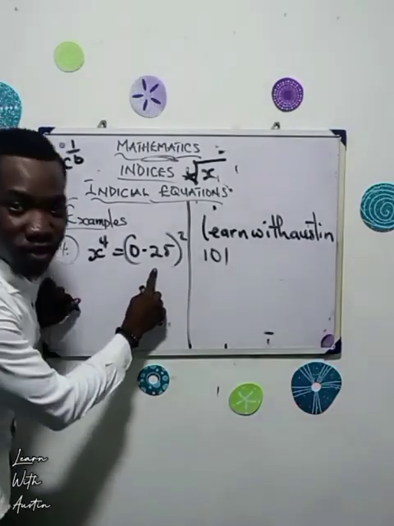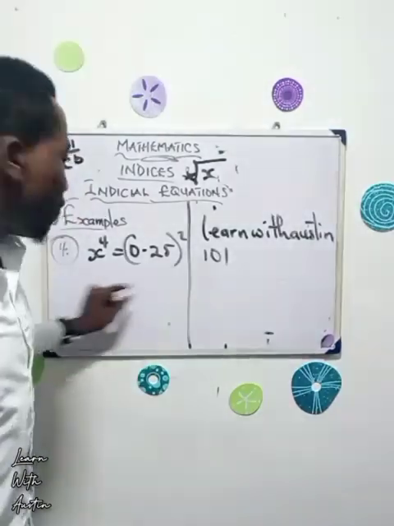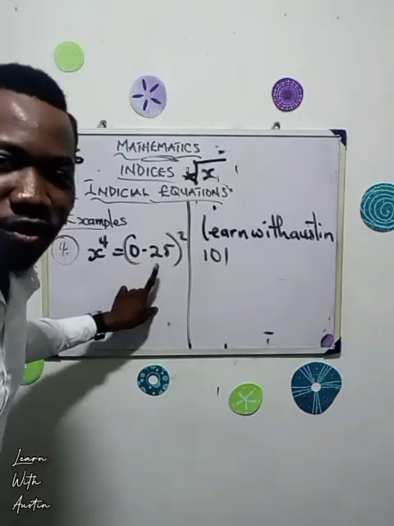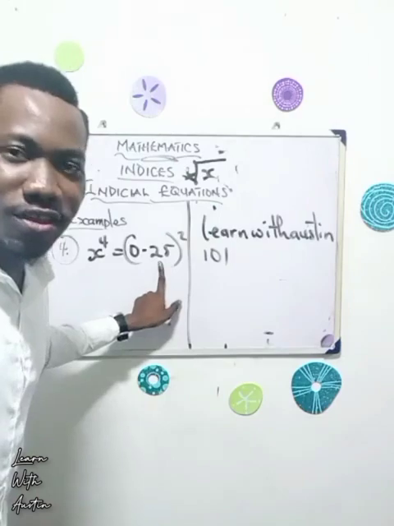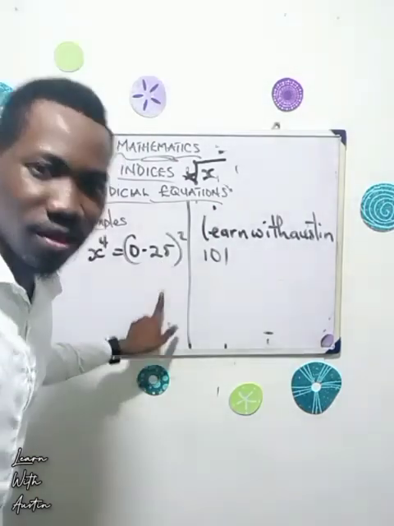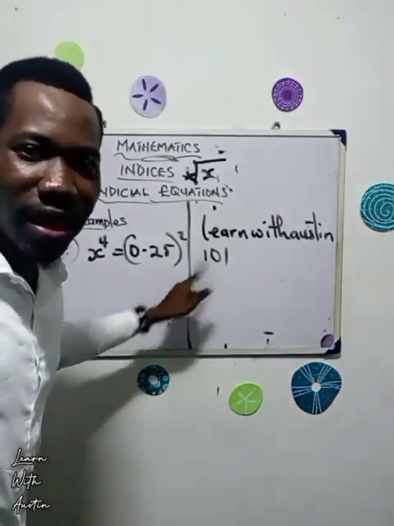Now we want to change. Let me try to go slower. So we want to change this decimal to fraction. We want to change this decimal to fraction. So what will 0.25 be in fraction?